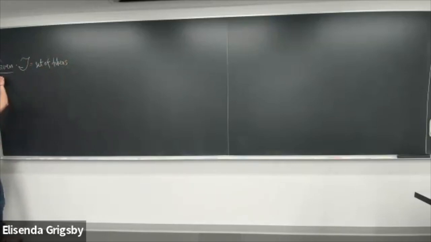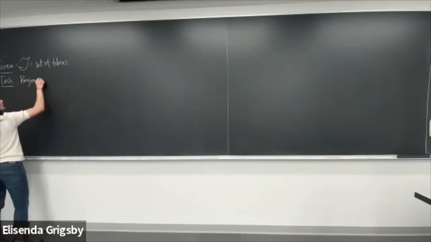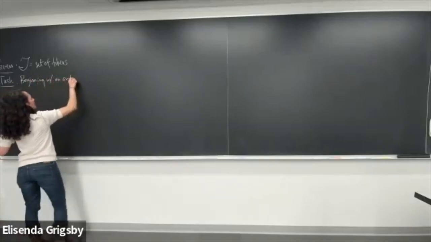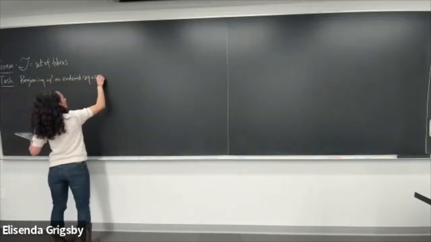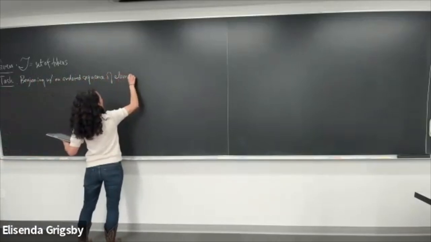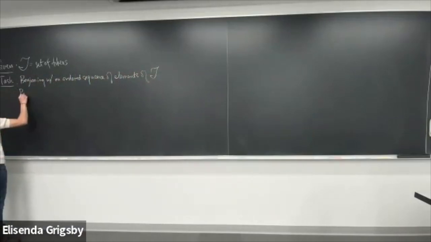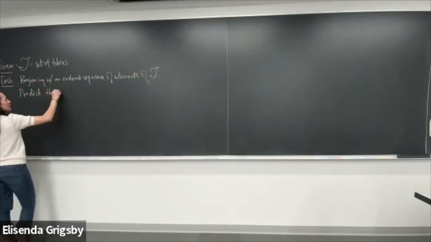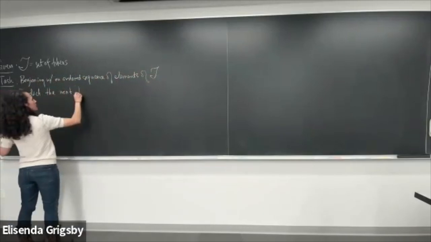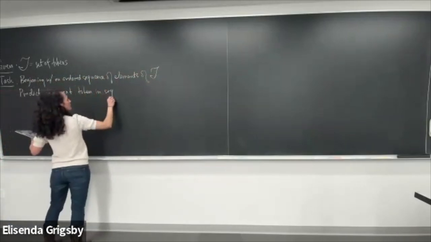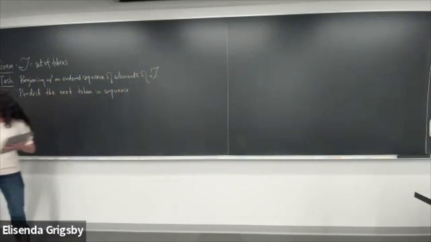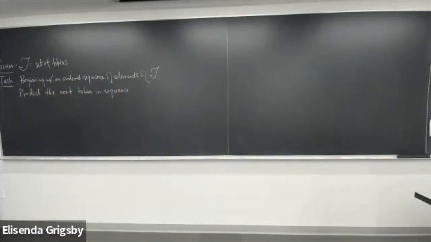And now the task is, beginning with an ordered sequence of elements of T, predict the next token in the sequence. So this is the basic task that a transformer performs, at least the version of the task that I'm going to talk about.